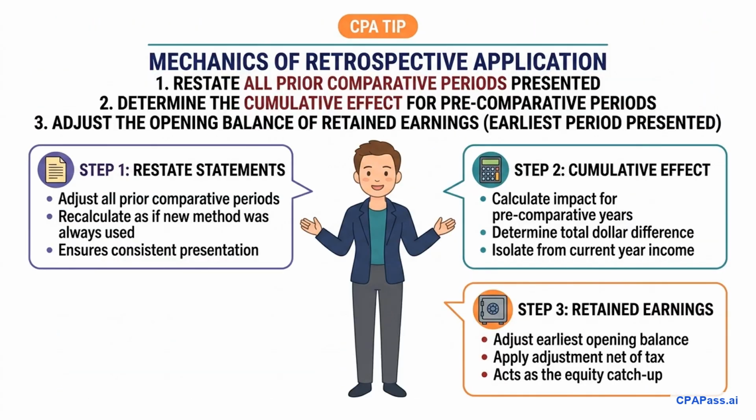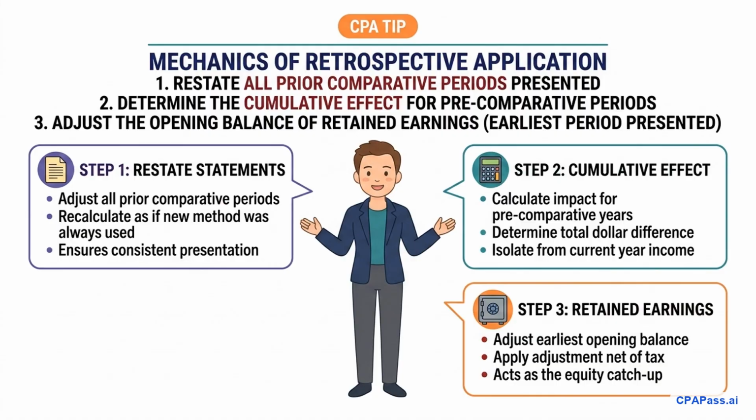Applying a change in principle retrospectively involves a systematic 3-step process. First, you must restate all prior period comparative financial statements presented in the current report. This means recalculating prior numbers as if the new method had always been used. Second, you must determine the cumulative effect of the change for all periods prior to those presented. Third, you adjust the opening balance of retained earnings for the earliest period presented.